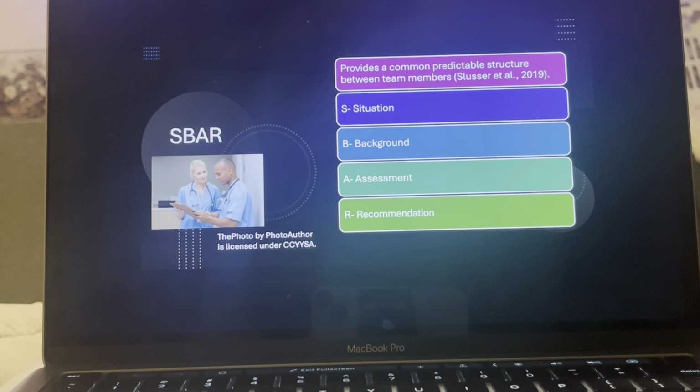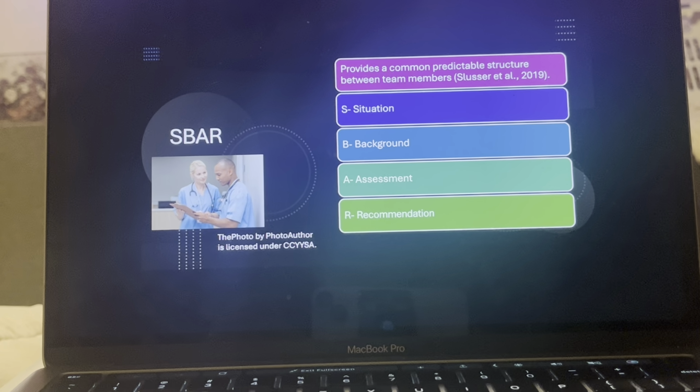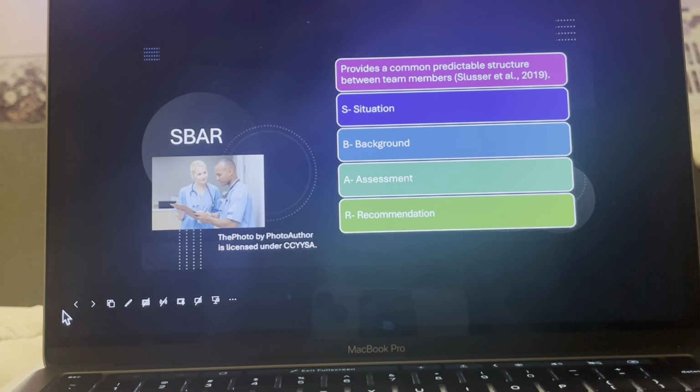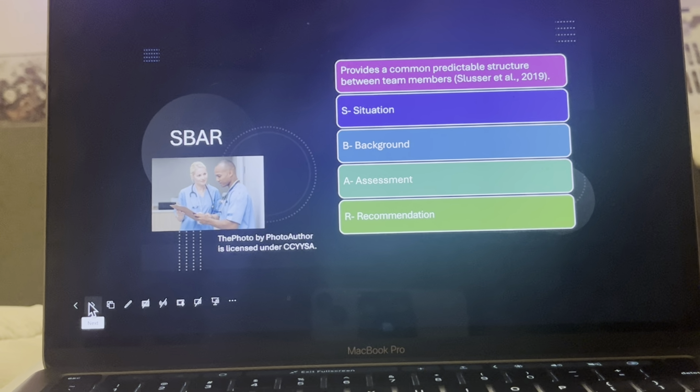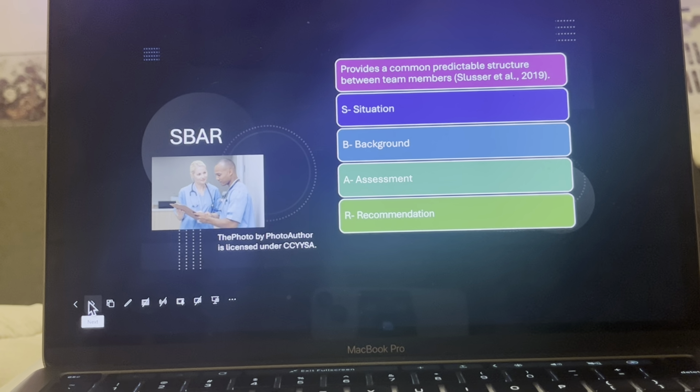It's a logical way that we should give report to ensure all information is given, received and repeated back to the giver, especially when orders are involved, to make sure we don't make mistakes. It provides a predictable structure between team members and we all understand what's coming next so we don't miss anything. S stands for situation, B for background, A for assessment, and R for recommendation.